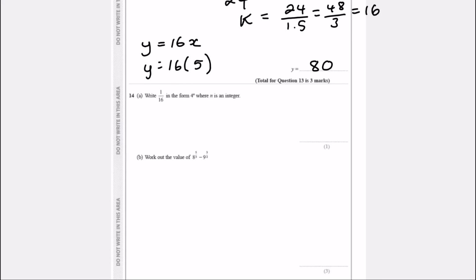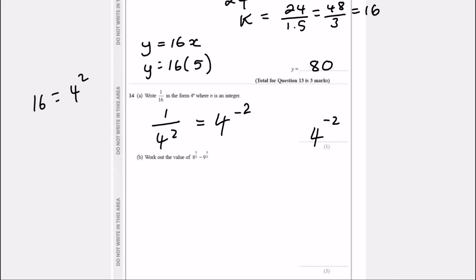Question 14. Write 1/16 in the form 4 to the power of n, where n is an integer. So 16 is the same as 4 squared. So it's 1 over 4 squared. And when we flip a fraction, we've got the reciprocal, we use a negative power. So 1 over 4 squared is the same as 4 to the power of negative 2. So 4 to the power of negative 2 is 1/16.